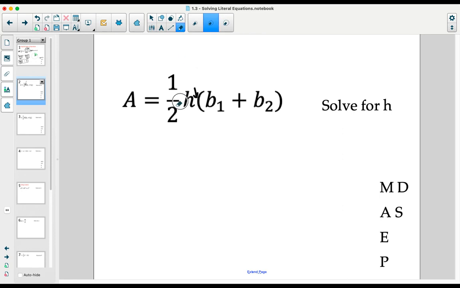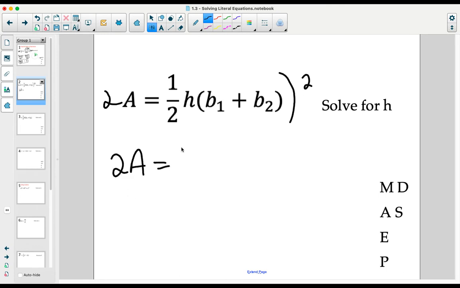That being said, we're going to get rid of the two multiplications with division. If we divided by 1/2, that would be kind of a wonky way of getting rid of that 1/2. It actually makes more sense for us to get rid of that 1/2 by multiplying both sides of the equation by 2. We move to the next line with 2A, and we have h times b1 plus b2.